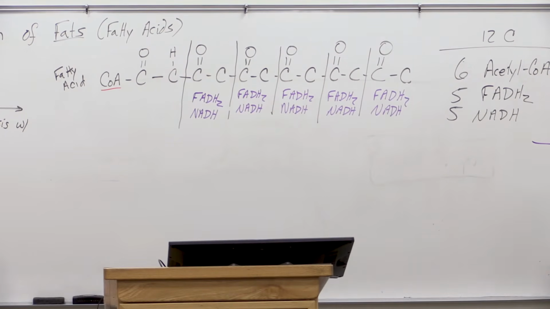It'll go through and we'll get even more FADH2s and NADHs out of the citric acid cycle. But just the beta oxidation of that fat really created a lot of reduced coenzymes for us, and these will produce ATP for us later on. So that's pretty significant.